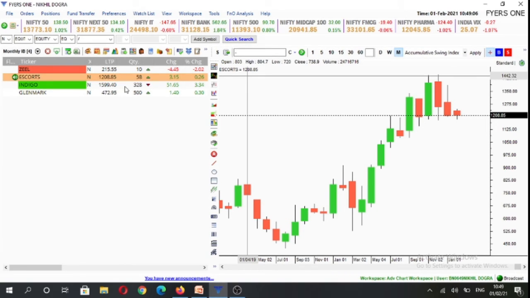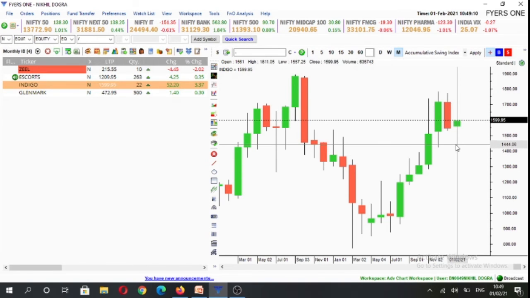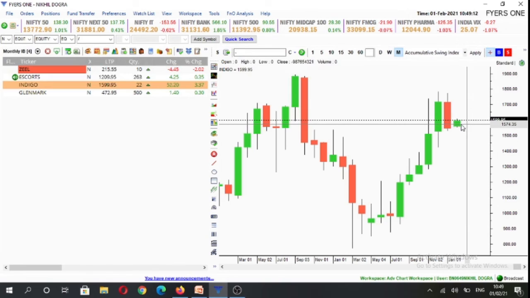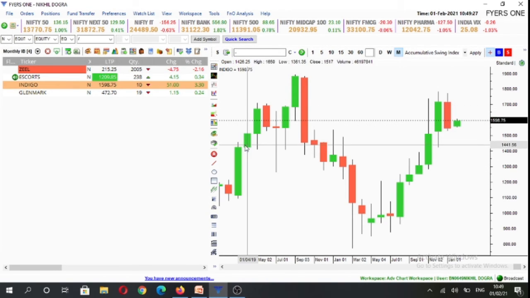And our third stock is Indigo. So it was an inside monthly candle, and currently it is again an inside monthly candle so far. So we'll look for accumulating Indigo stock only above 1779.1 levels. Else we'll not be looking to buy this stock.